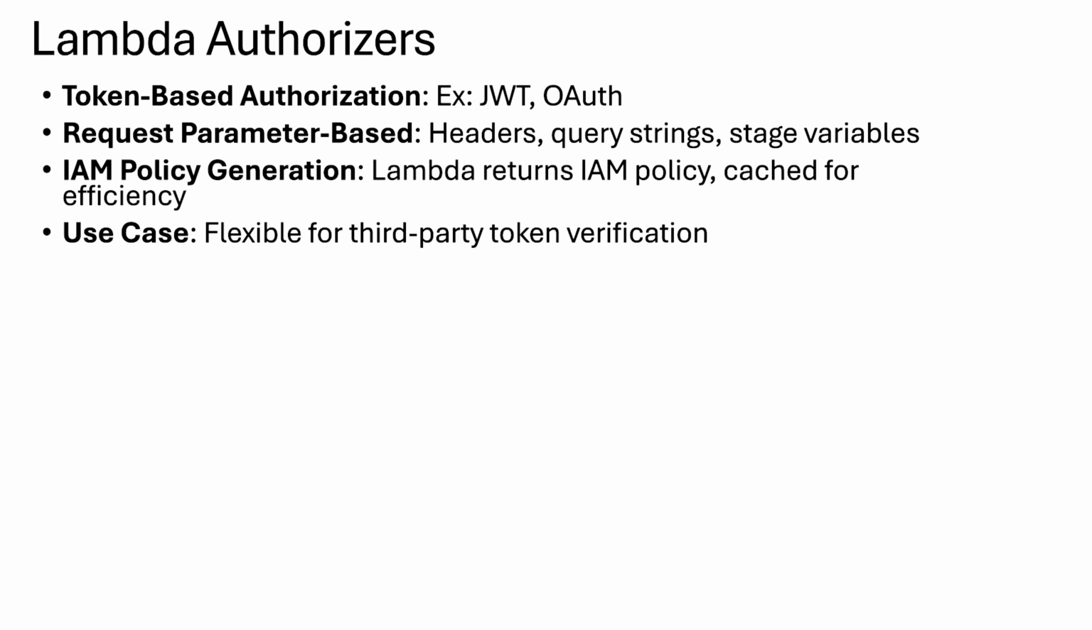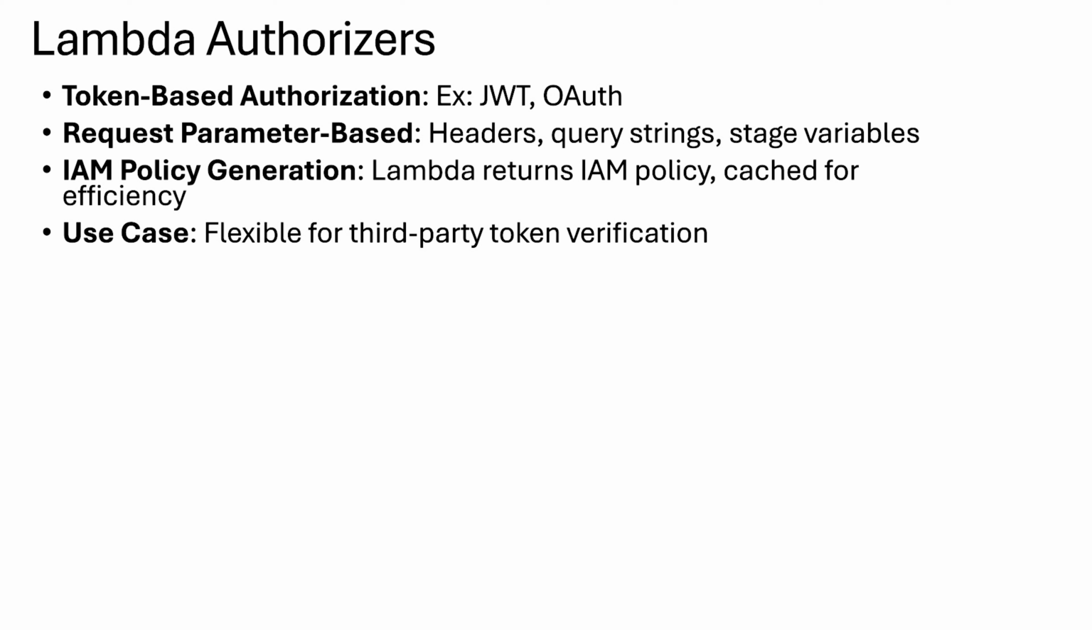Okay, Lambda authorizers are a custom authorization mechanism, so that you get more flexibility in handling authentication. Here, authentication you are not going to depend on AWS. Authentication you are going to do yourself, but AWS will provide only authorization. How this works is it is token based authorization, maybe like JWT or OAuth. I hope you have heard about these things.